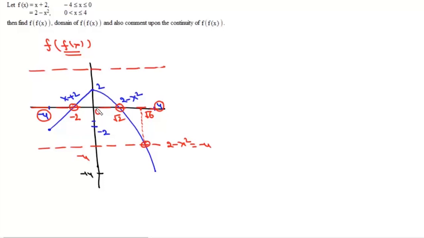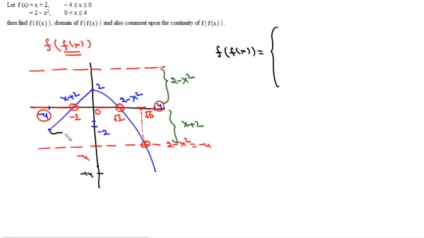Now in between minus 4 and 0, the definition is x plus 2. And in between 0 and 4, this definition is 2 minus x square. So now we'll start writing f of f of x.